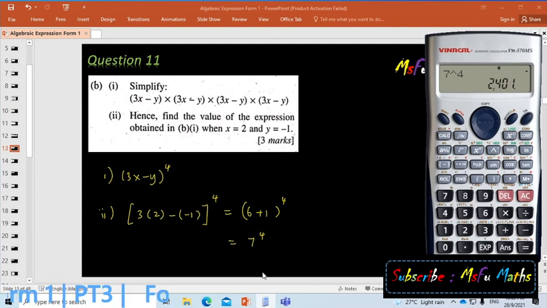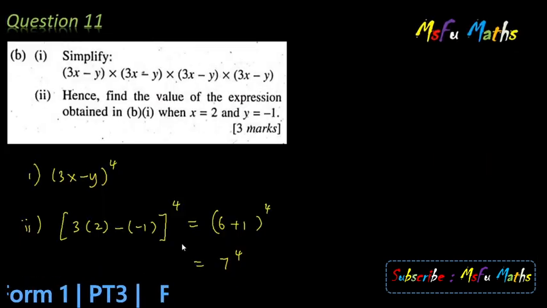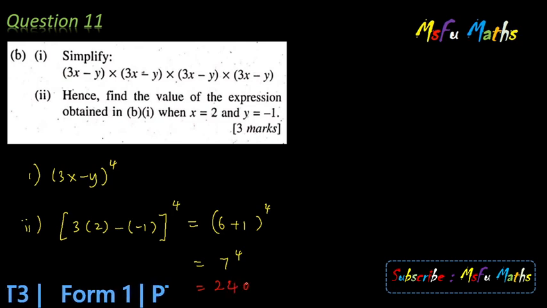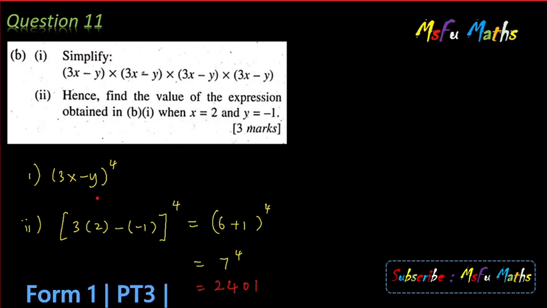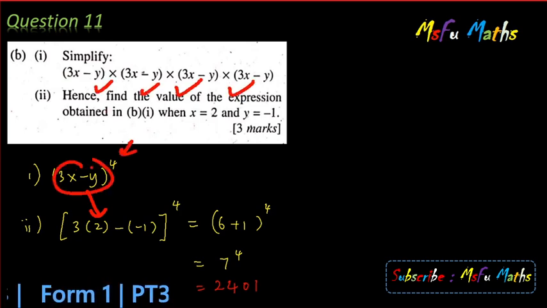2401. So I write there 2401. What is that again? 2401. So continue. 2401. That's the answer for this. So you just substitute accordingly, and this one they are the same, right? So that's why you put 1 2 3 4. That's why here you put to the power of 4.